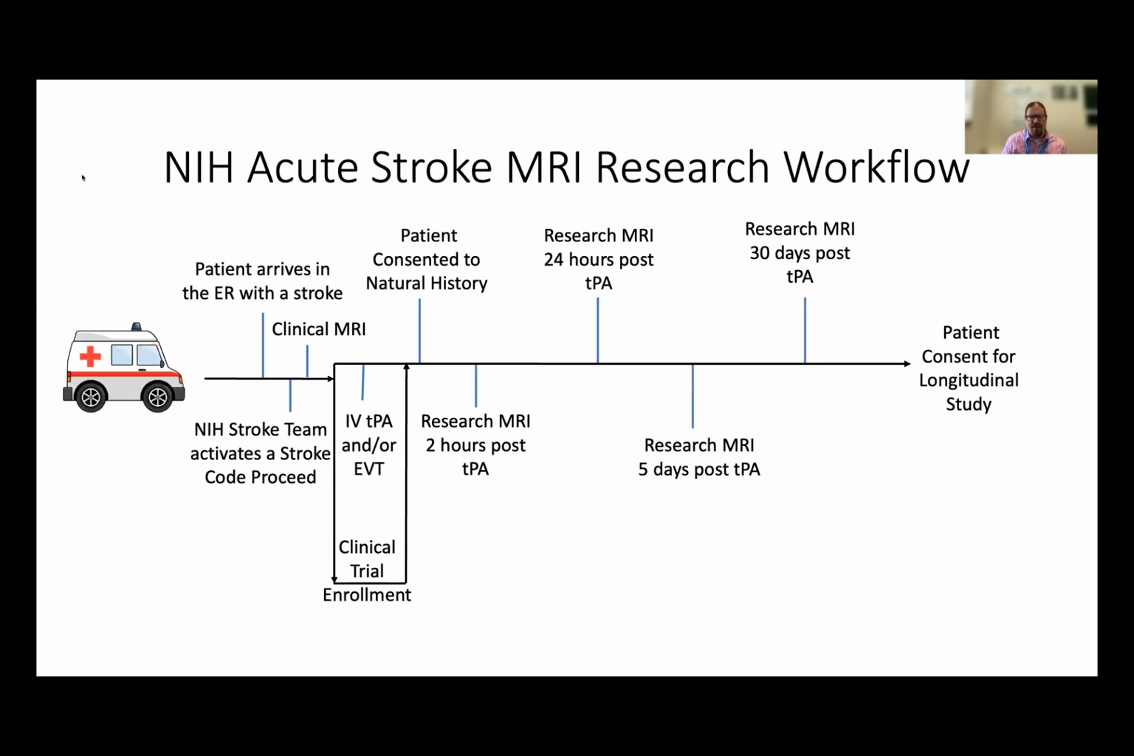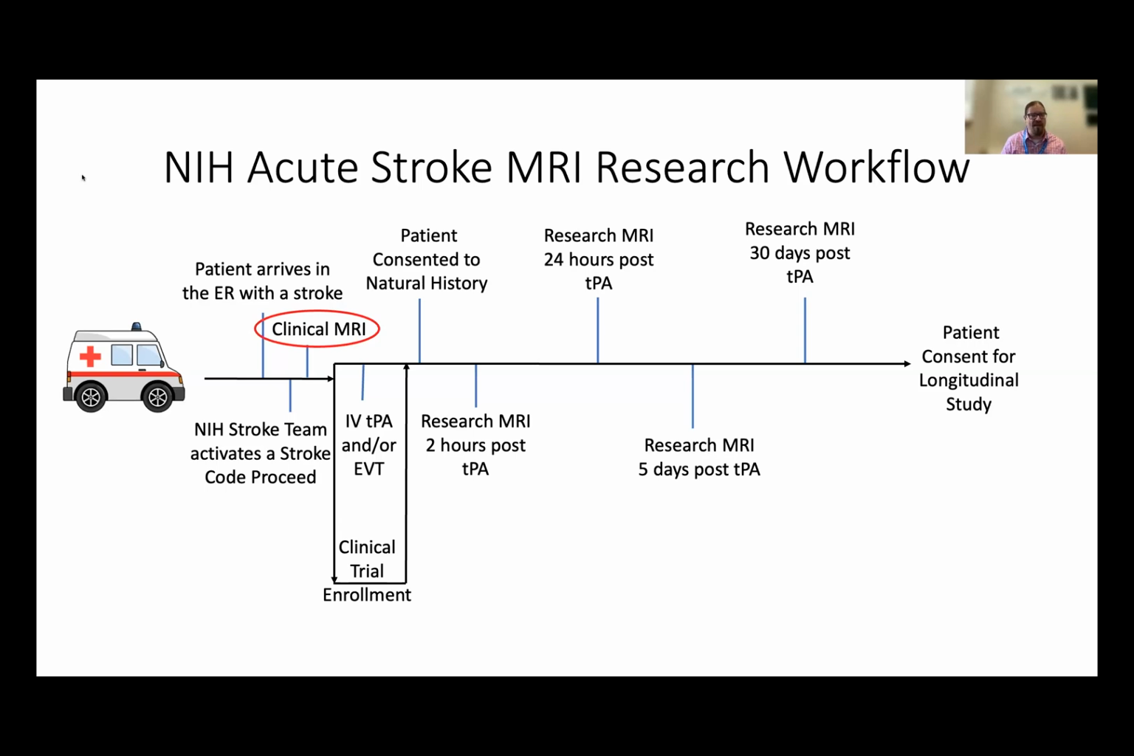So just a recap of how the NIH stroke team works, because it's helpful to understand where these images come from and what they represent. When a patient presents to one of the NIH stroke centers, the stroke team is activated and they get basically a clinical MRI first. This clinical MRI is done very rapidly. I'm actually going to go through one of these hyperacute MRIs with you so you can see what they look like. That's part of the initial assessment.